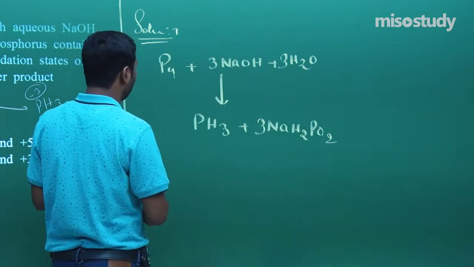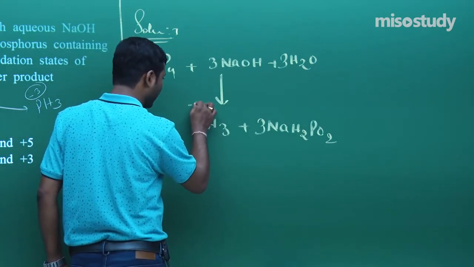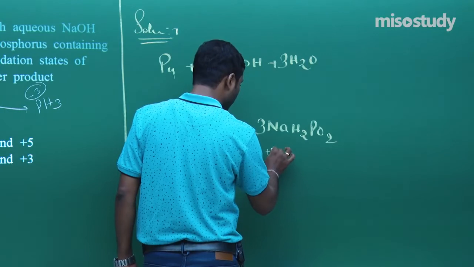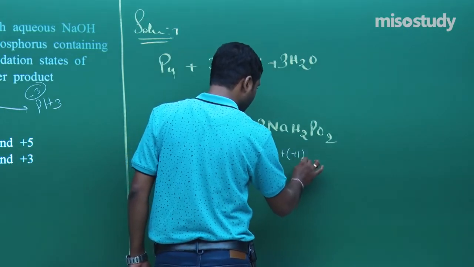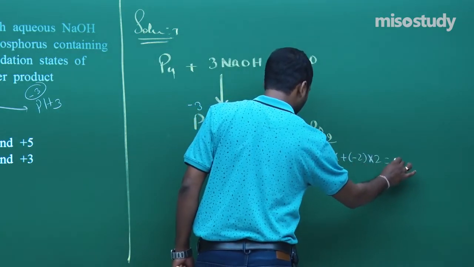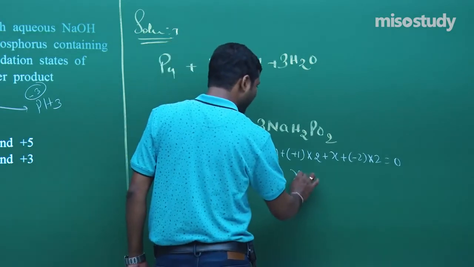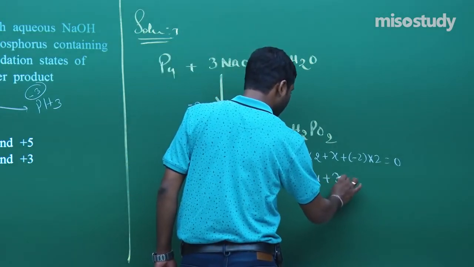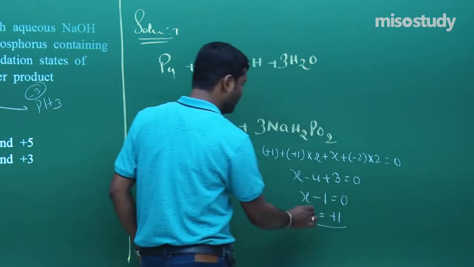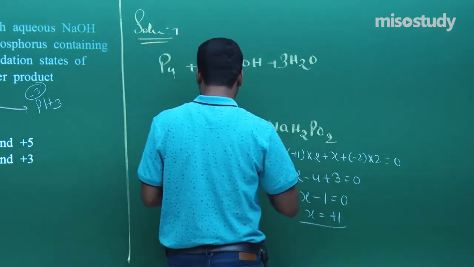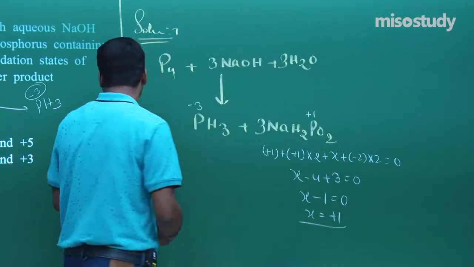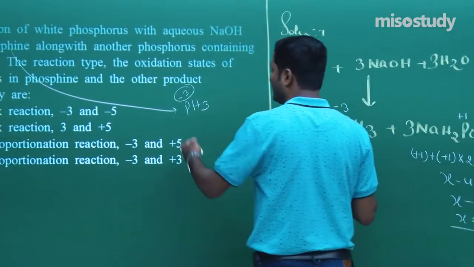Now find out what is the oxidation state in this case. In PH3 it is -3, and here Na is +1. +1 into 2 plus x plus -2 into 2 is equal to 0. Clear to you? That is x minus 4 plus 3 is equal to 0. x minus 1 is equal to 0. x is equal to +1. That is, phosphorus in one is in -3 and the second one is in +1 oxidation state. Am I right? Now if I look at the question, there is no such option.